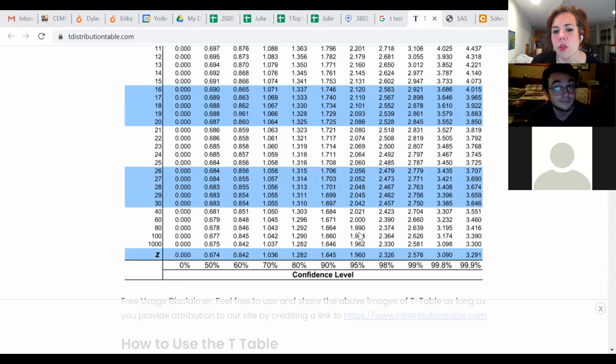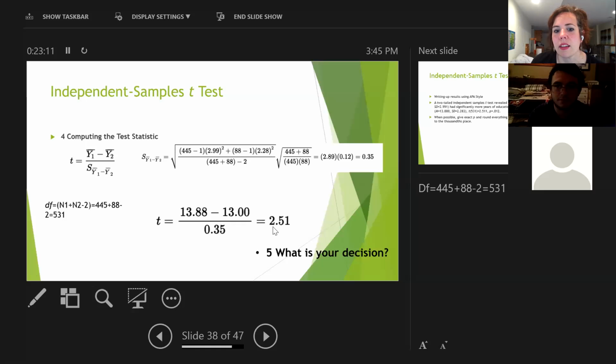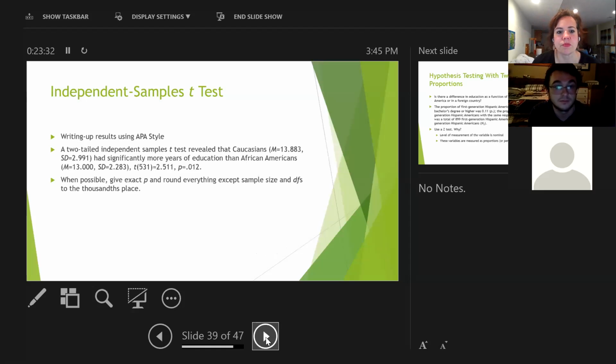So my critical value is 1.94. Let's remember again, what was the t-score we got? 2.51 is my t-score. Which one is greater? 2.51 is greater than 1.96 or whatever that was, any time of the day, right? So what is our decision? Because of that, I can then reject the null that they have equal years of education.